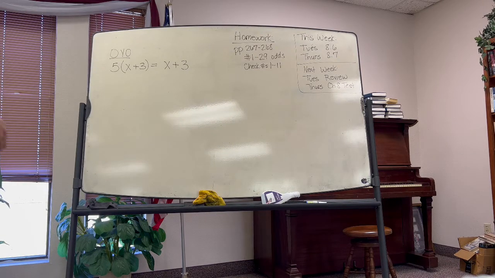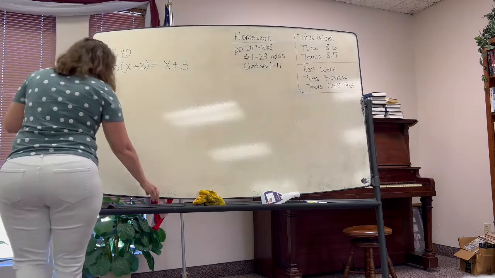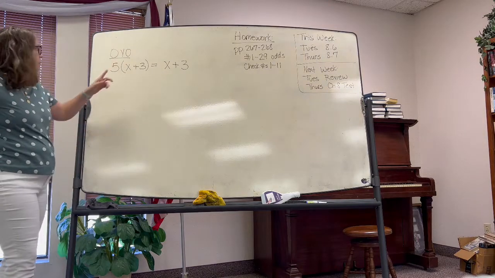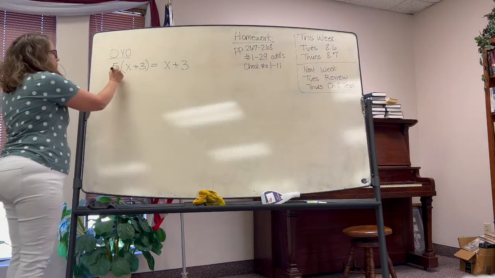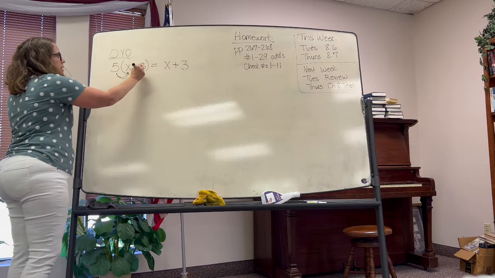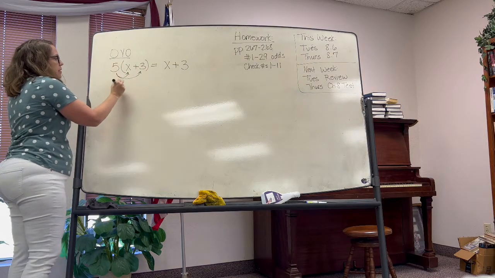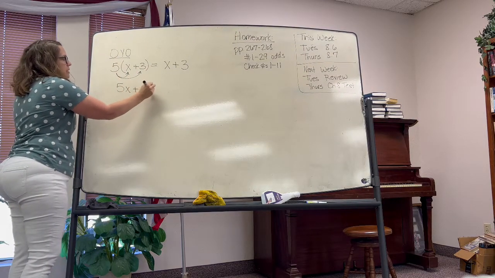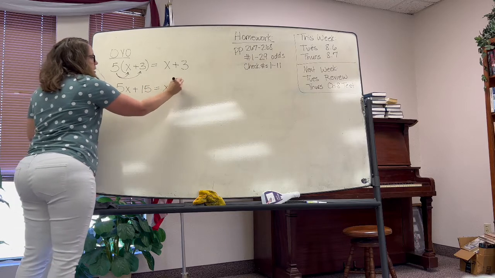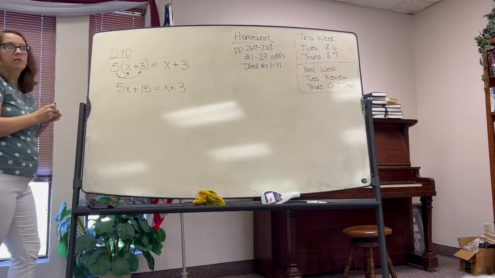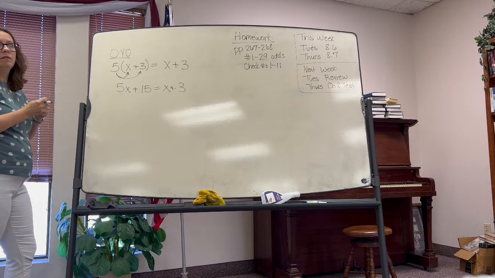Okay, so on this one, it's just a little bit different because it has that parentheses there. So you're gonna first do your distributive property. Make sure you're doing the last one. 5x plus 15 equals x plus 3. Okay? Did y'all get that right, Josephine? I know you did. You got that section right.